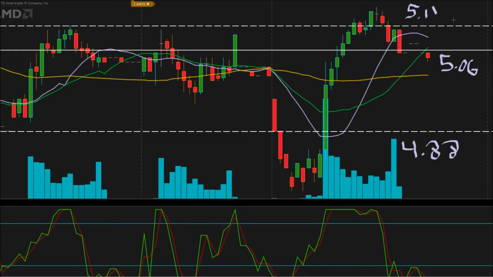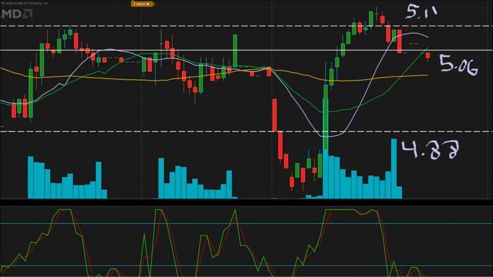Now you'll notice that this line and this line, they're both segmented while this line is solid. Well, the segmented line is an area of soft support slash resistance. You could say it's a soft pivot point. So 511, a soft pivot point, 488, a soft pivot point, 506, a hard pivot point.